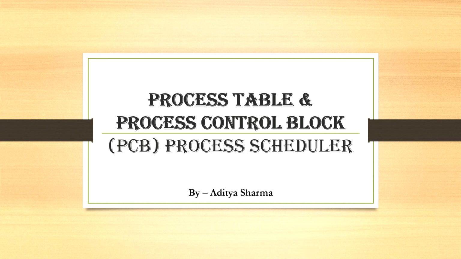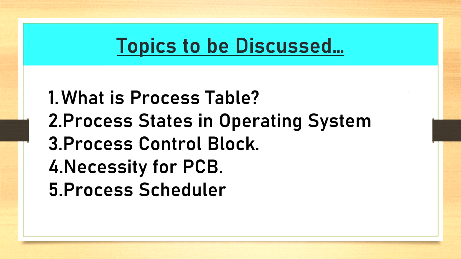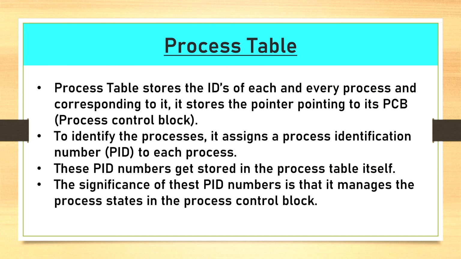Before heading into the topic, let's understand what topics we'll be discussing in today's tutorial. We'll start with understanding what a process table is, followed by the process states in the operating system. Then we will understand the process control block along with a flowchart and a diagram. Further, we will discuss the necessity for process control block and understand the significance of the process scheduler. Now let's begin the tutorial with understanding what a process table is.